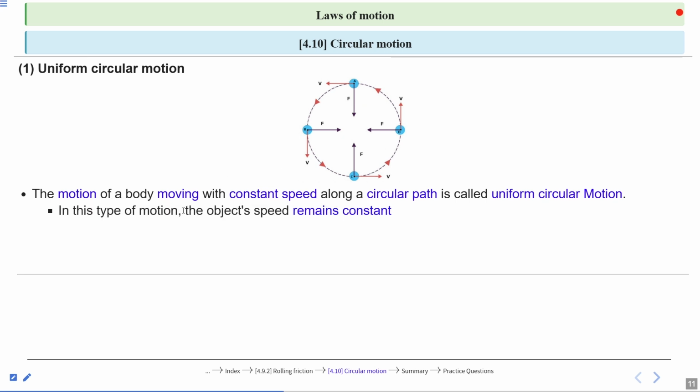In this type of motion, the object's speed remains constant. Look at here. At point A, the speed of the object remains constant. Similarly, at point B, the speed remains constant because this is uniform circular motion. But the velocity changes here. About the velocity, we will learn more in non-uniform circular motion. So the speed of the motion should be constant.